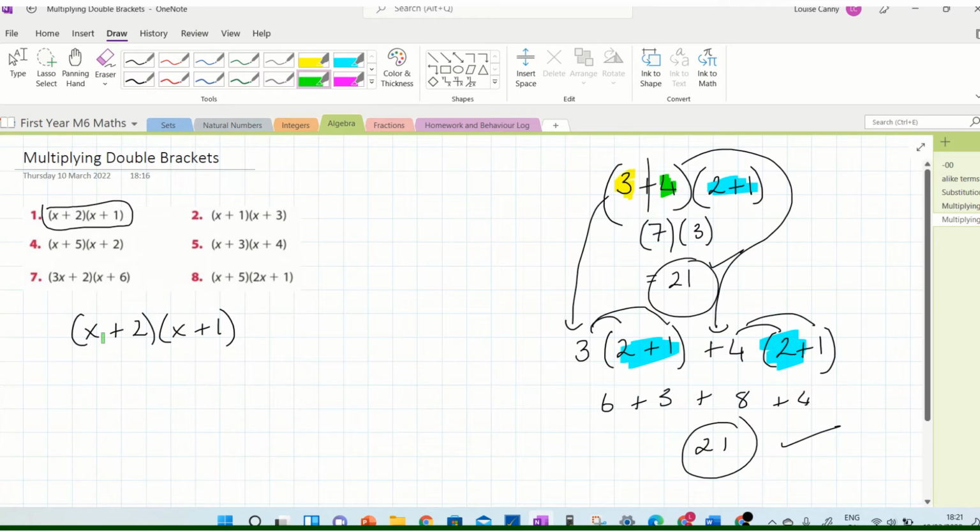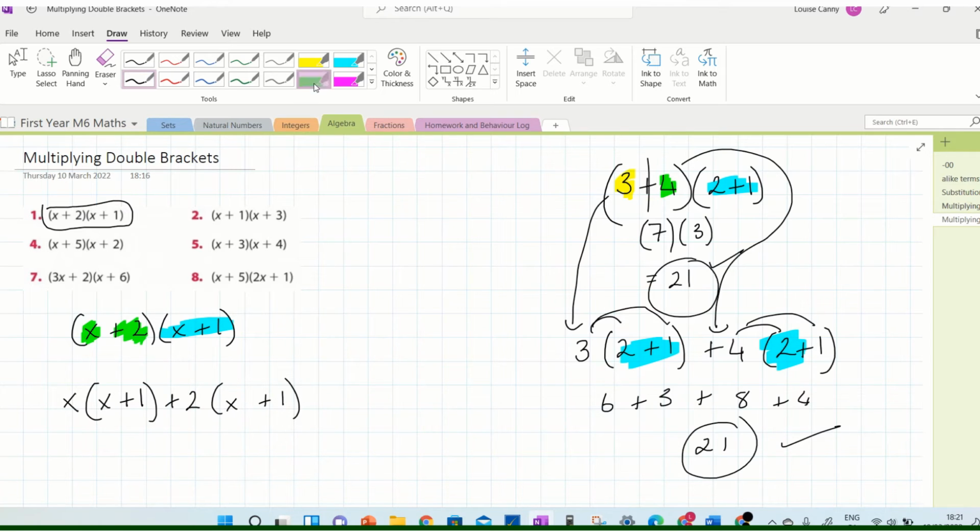And now what I'm going to do is I'm going to break this up. So I'm going to take my x down here and multiply it by everything inside this bracket. So that's going to give me x times x plus 1. And then I'm going to take my other part of my first bracket down here. So I'm going to get plus 2, and I'm going to multiply that by everything in the second bracket. So that's our x from up there, that's our 2 from down there, and we use our second bracket twice. Okay, so that's where all those parts are coming from.